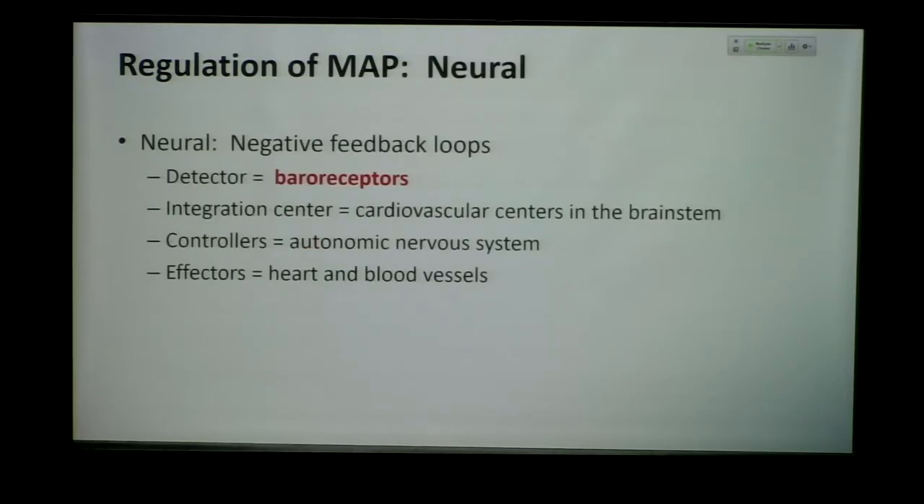All right, so we began looking at some of the players that are involved in this feedback loop, and this feedback loop should look very familiar. Last semester, we talked about the baroreceptor reflex, and we talked about sensors and detectors and communicators as a part of that negative feedback loop. And we're going to look more closely at the baroreceptor reflex again and talk about how the signal of pressure is regulated and corrected via the baroreceptor reflex.